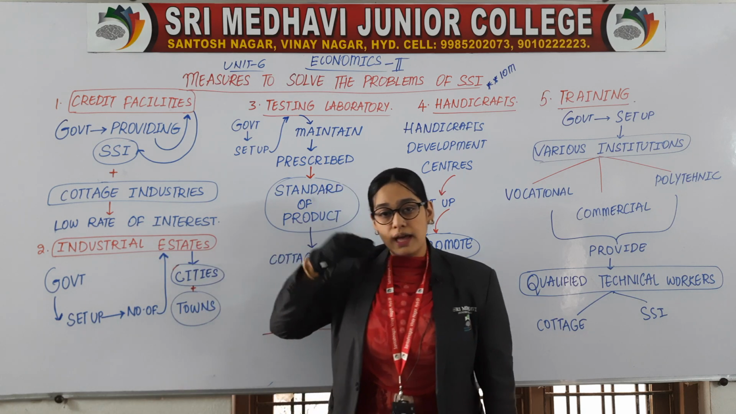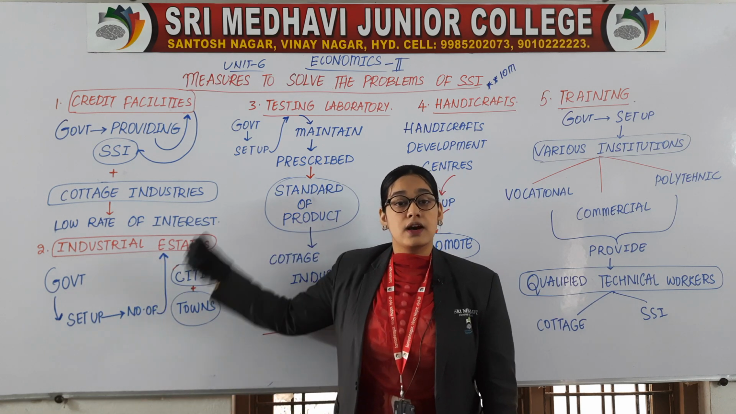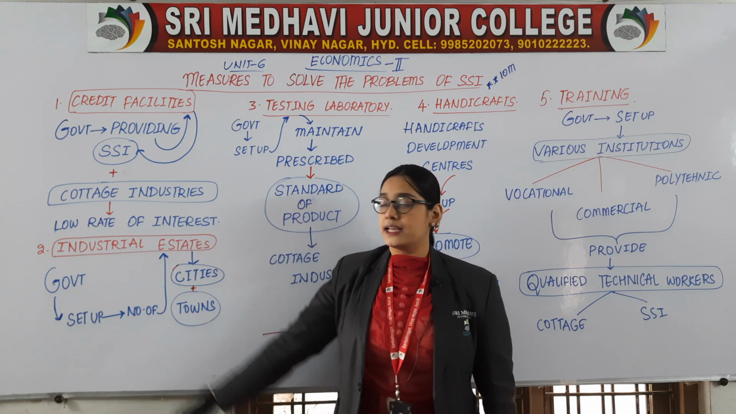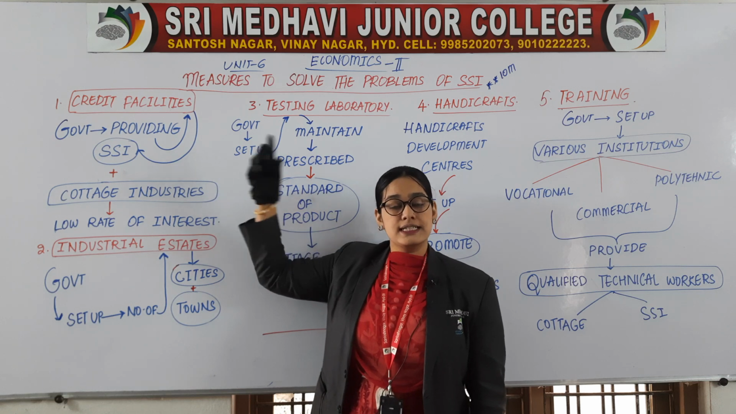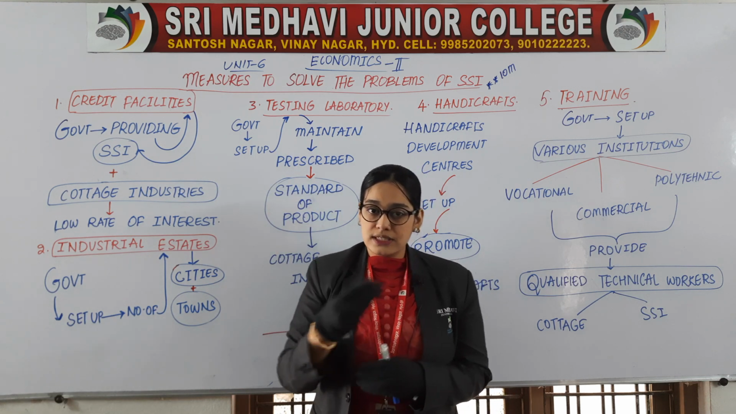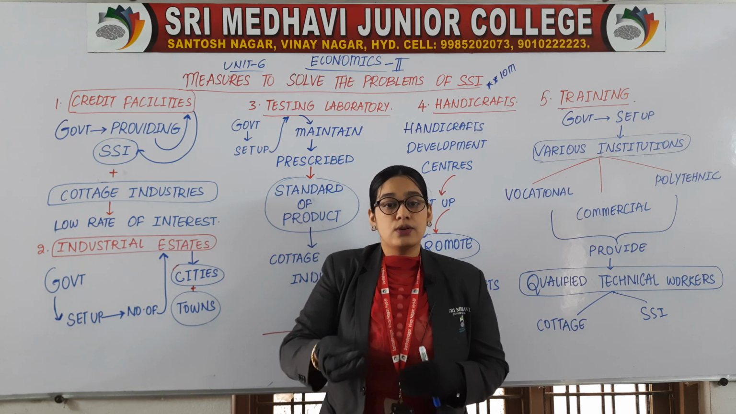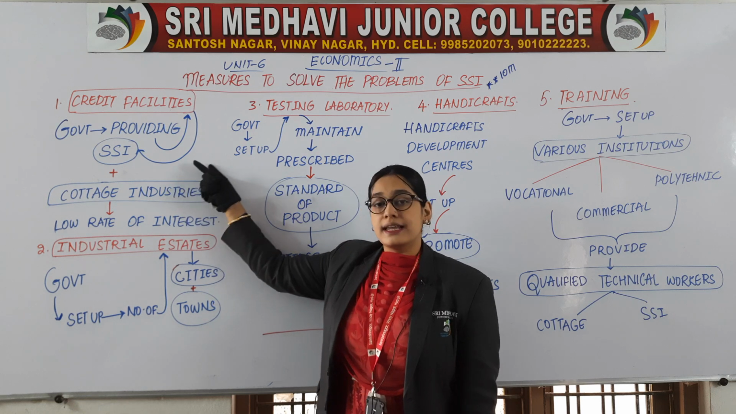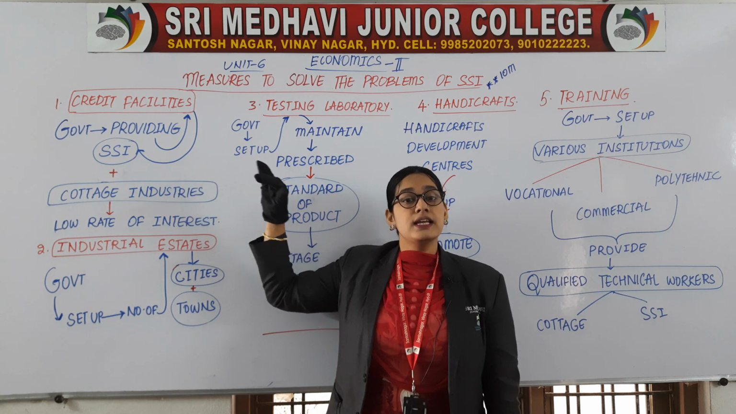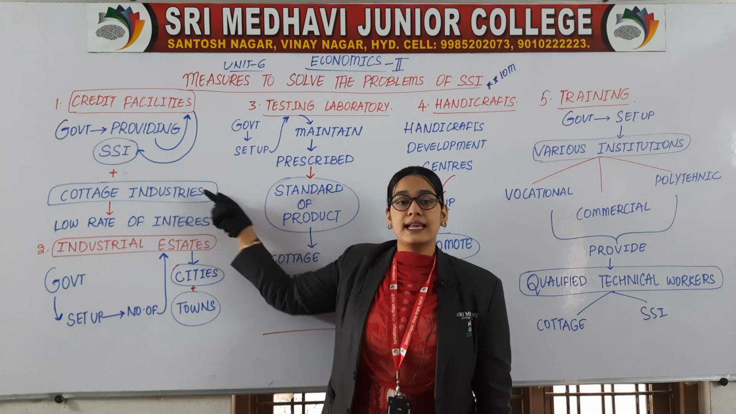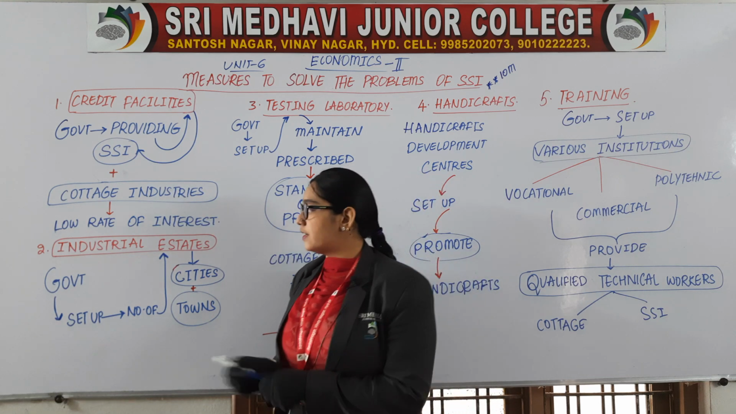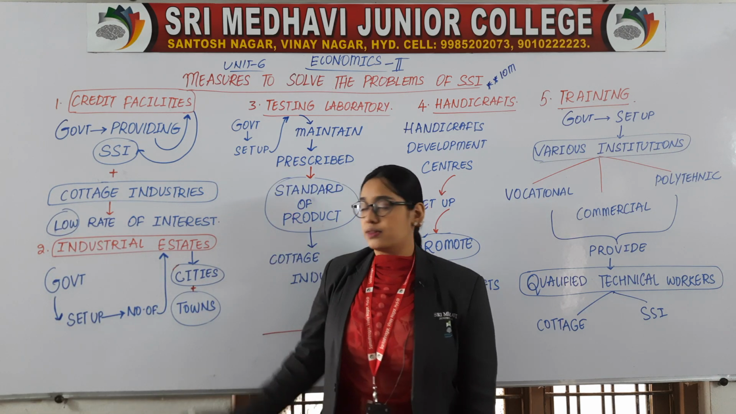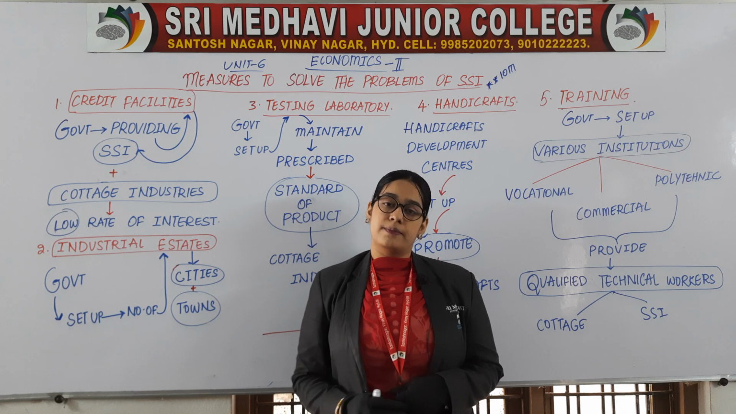So in order to avoid that kind of problem, the government is providing a solution, is helping the small scale industry by providing the credit facilities, by providing the loans in order to start their industry, in order to buy the raw materials, in order to buy the machines. The government is providing loans to the small scale and cottage industry. At which rate of interest? At a very low rate of interest, so that they can earn a few profits from that.